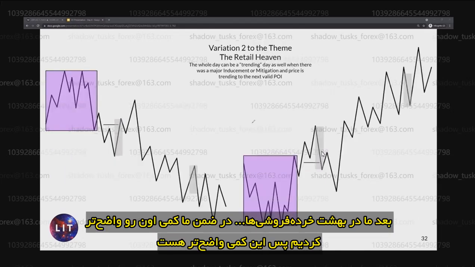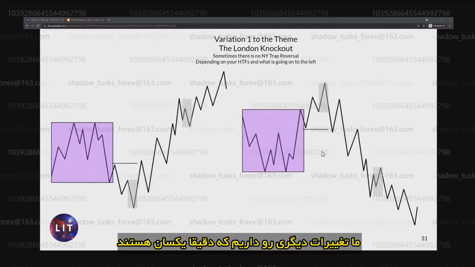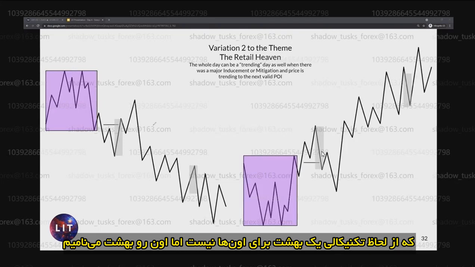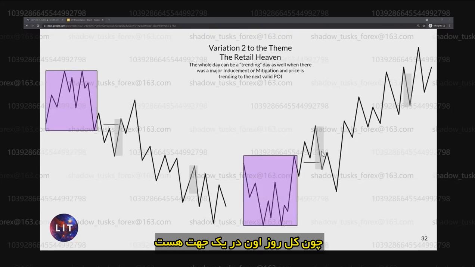Then we have the retail heaven. We just made it clearer, by the way. So this is a little bit clearer. We had other variations, which are exactly the same, but this is just a clear illustration here. So then we had the retail heaven, okay, which is technically not a heaven for them, but we just call it the heaven because the whole day is just one direction.